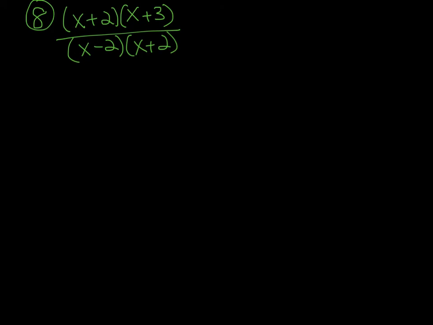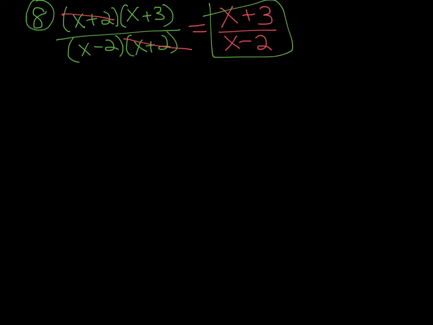Actually, all you do here is cancel out your common factors, which is our x plus 2. Those both go away. When I do that, I'm left with x plus 3 over x minus 2. And that's all I can do. Just another reminder, this is my answer, but I'll remind you again.